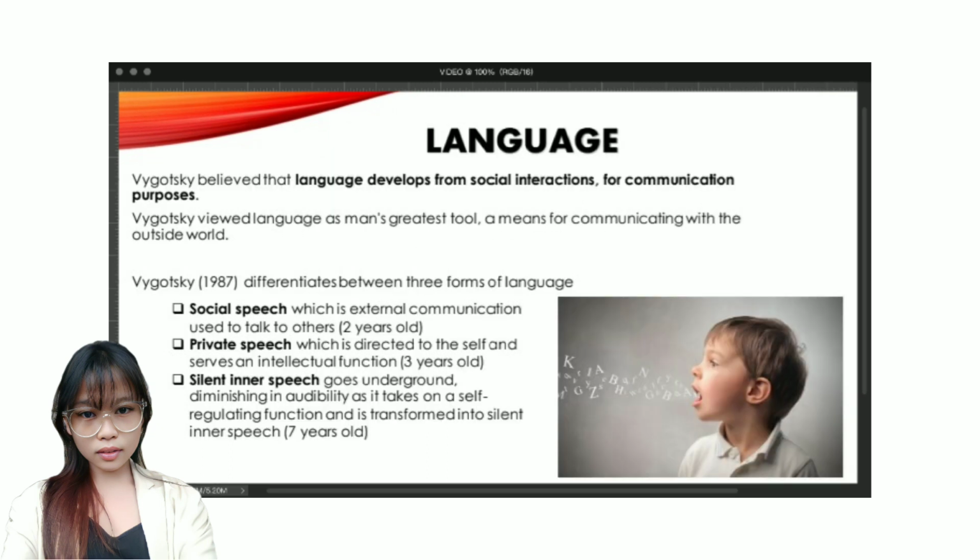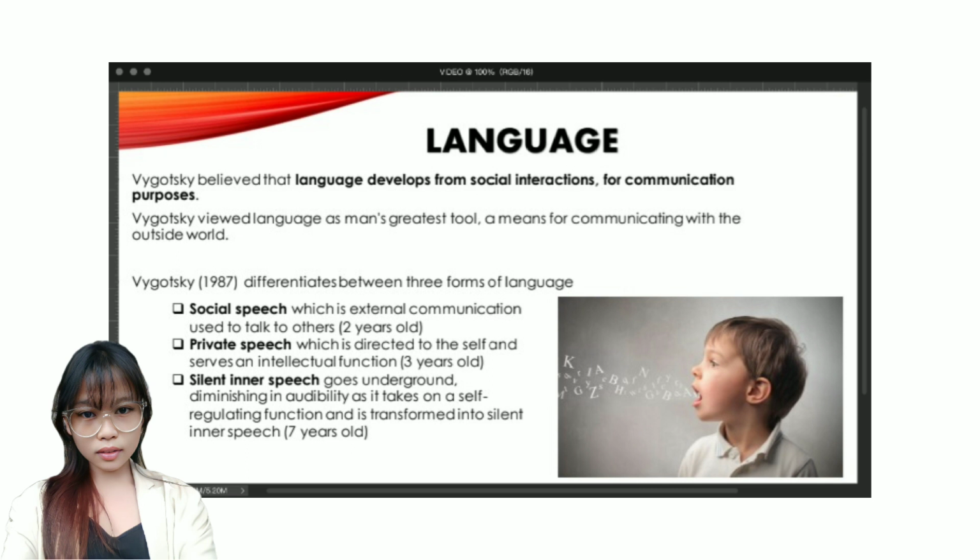So let's start with the language. Here, Vygotsky believed that language develops from social interactions for communication purposes. Vygotsky viewed language as man's greatest tool, a means for communicating with the outside world. So, language has a central role in mental development according to Lev Vygotsky. It is also a tool not only to communicate with other people, but also a tool to learn from other people.